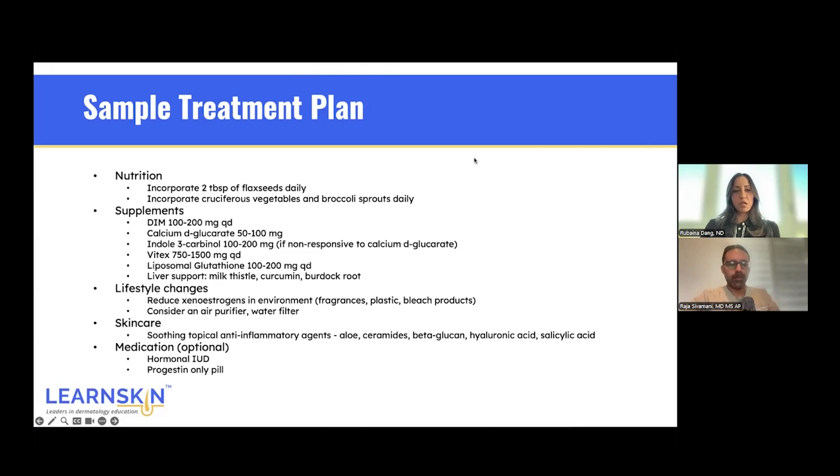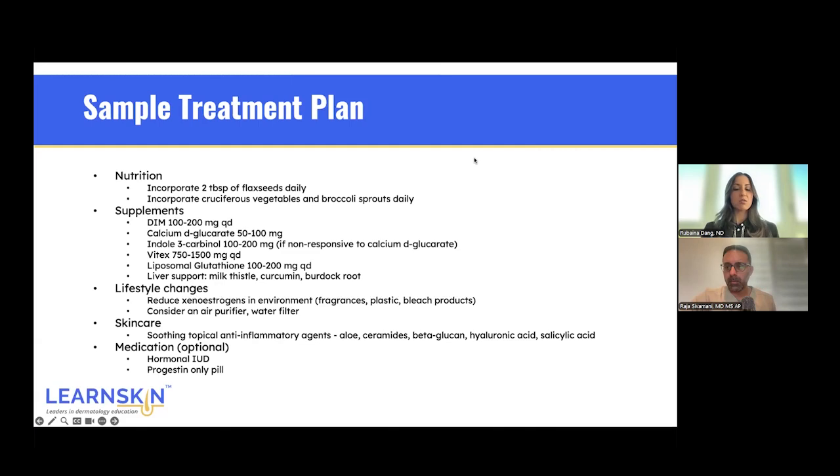Sure. So I'll start with nutrition. Once again, I always start with the foundations, and I try to understand also, when I see higher estrogen, I think about, what are people putting on their skin? What are they breathing? The first thing I go through is just reducing xenoestrogens. So that can mean reducing fragrances.